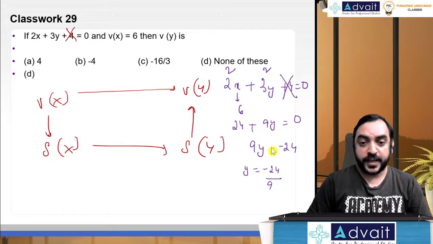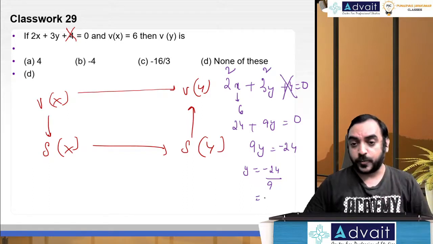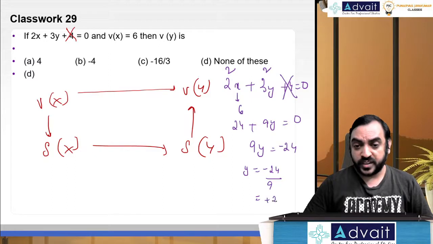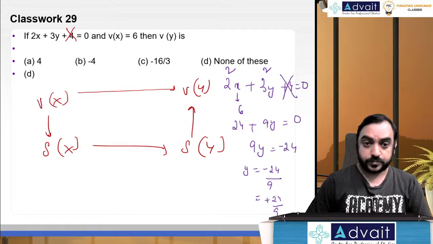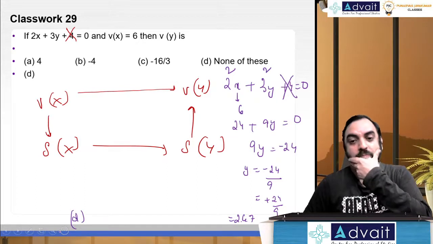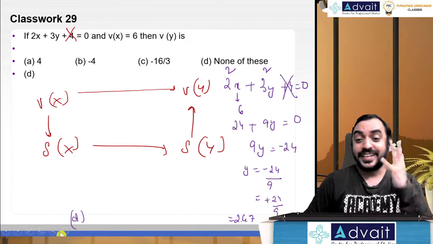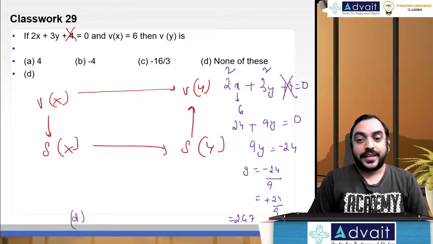So 24 by 9, 2.66. I think none of the options are matching. And it's actually plus, ignore minus because variance cannot be negative. So it's going to be plus 24 by 9, or if you express in decimals, 2.666, 2.67. Option is none of these. Coefficient should be squared. That is a shortcut. Hope you remember it. Next.